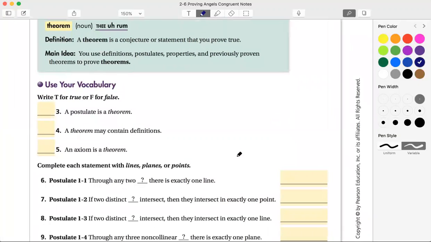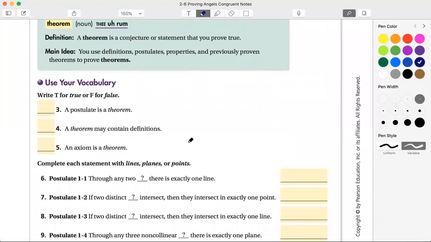Okay. So a postulate is a theorem. That's false. A postulate is something we assume to be true and does not need a theorem or a proof to go along with it. A theorem may contain definitions. That's true. An axiom is a theorem.